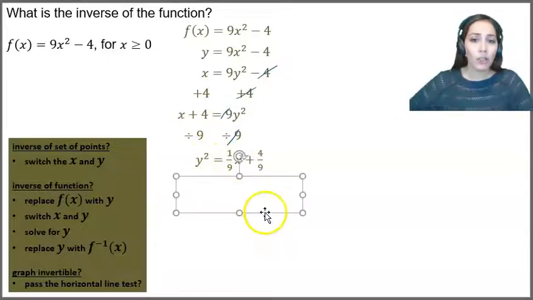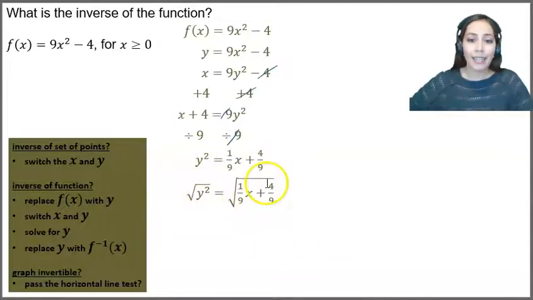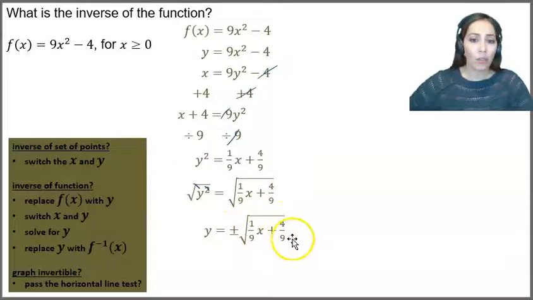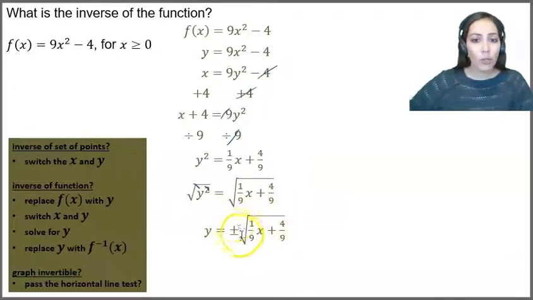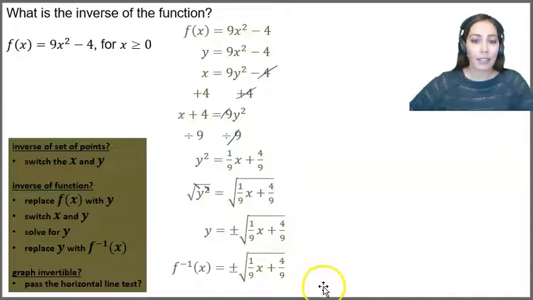To get rid of a square, you take the square root. And whatever I do to one side, I have to do to the other. The square root and the square will cancel out on the left. And on the right, we just have the square root of 1 over 9 x plus 4 over 9. Remember, when you take a square root, you do get a positive or a negative. So we have two different functions here. So we have y equals positive square root of 1/9 x plus 4/9, and y equals negative square root of 1/9 x plus 4 over 9. Then her last step is to replace y with f to the negative 1 power of x. And that is our last step here.